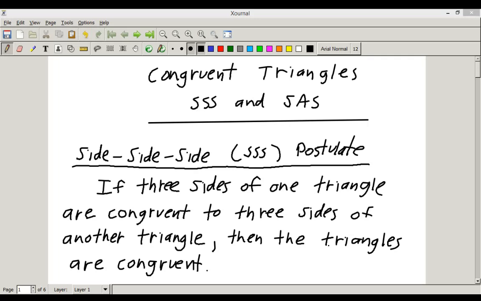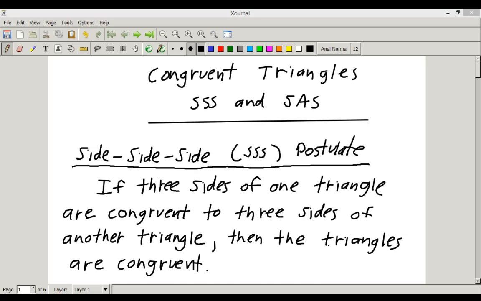So in the next couple lessons, we're going to learn some shortcuts, which are ways to prove two triangles congruent. And we're going to start out with two ways today. One is called SSS, which stands for side, side, side. And the other is called SAS, which stands for side, angle, side.